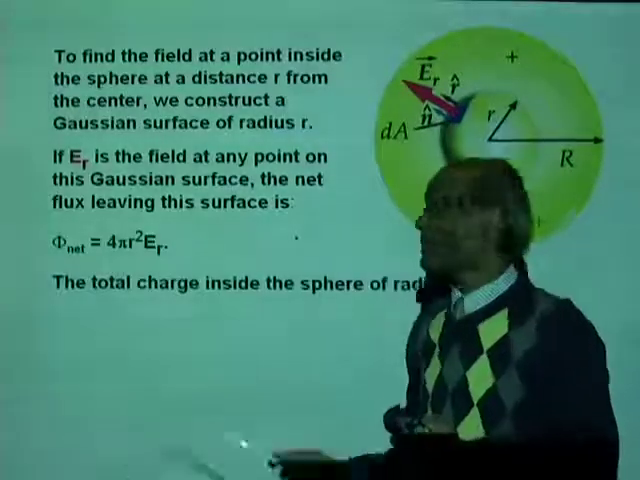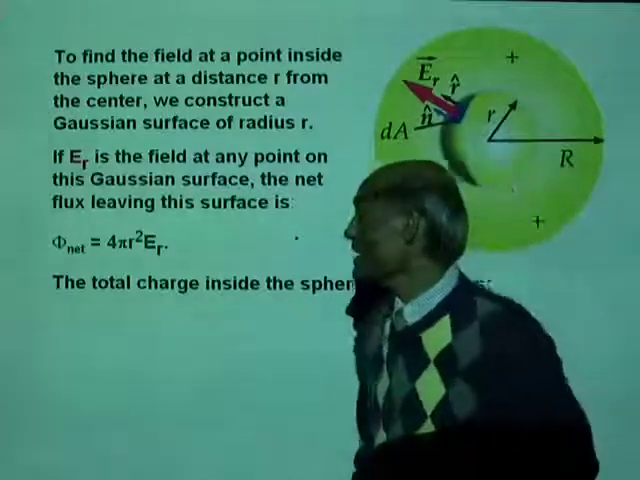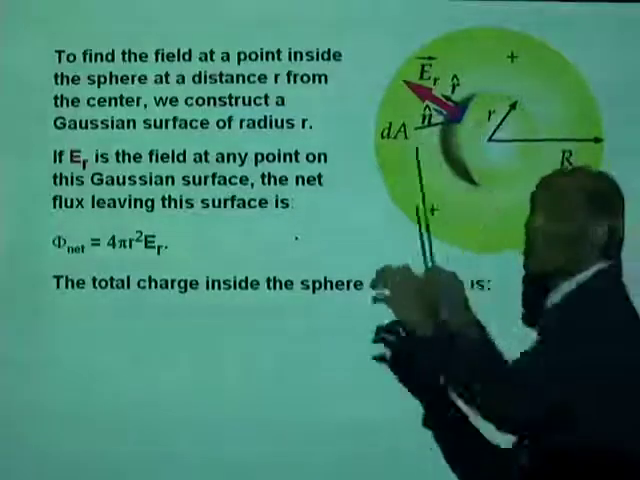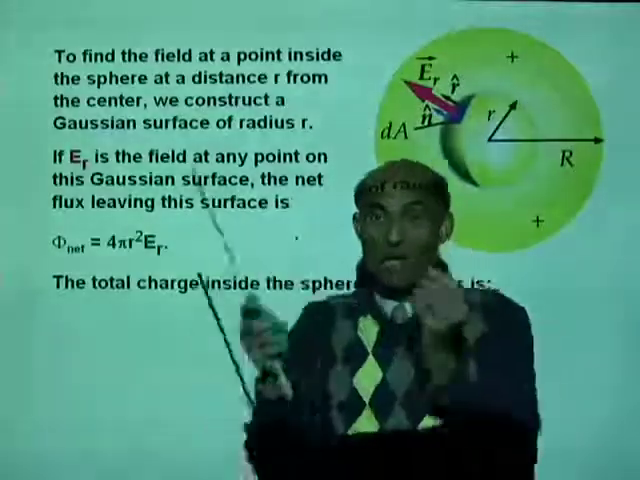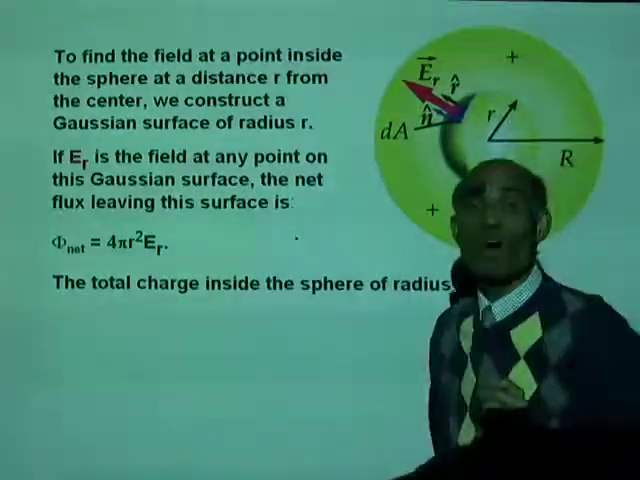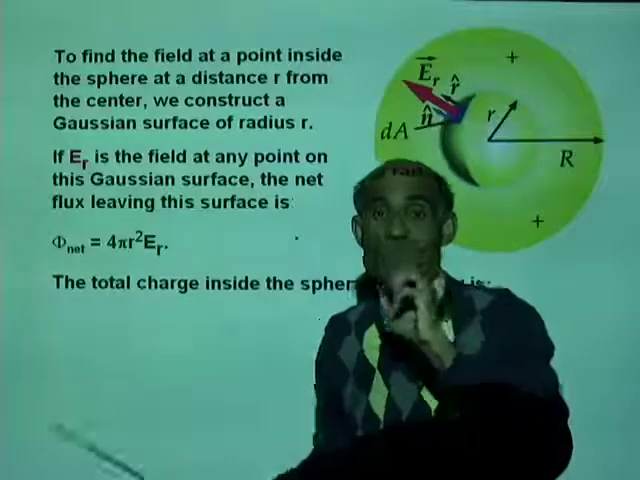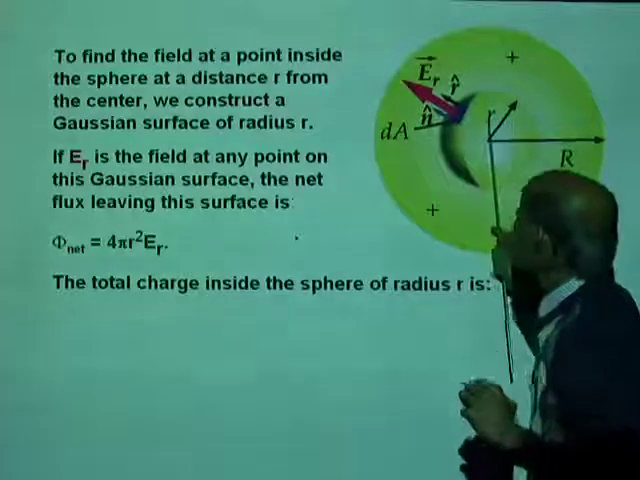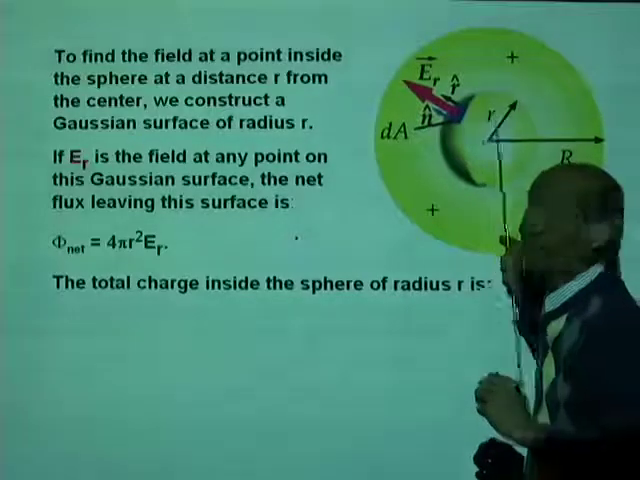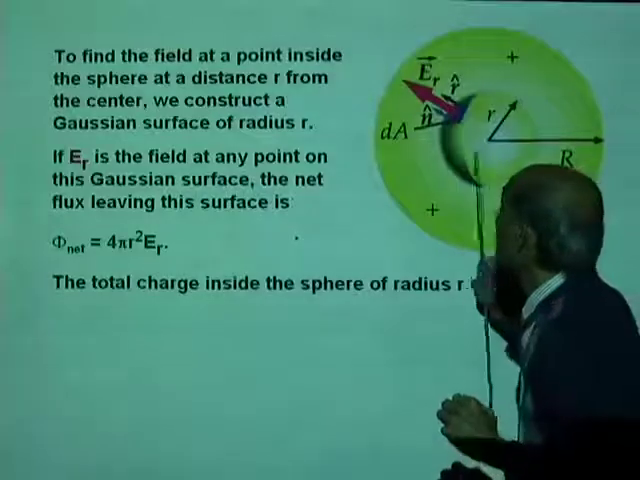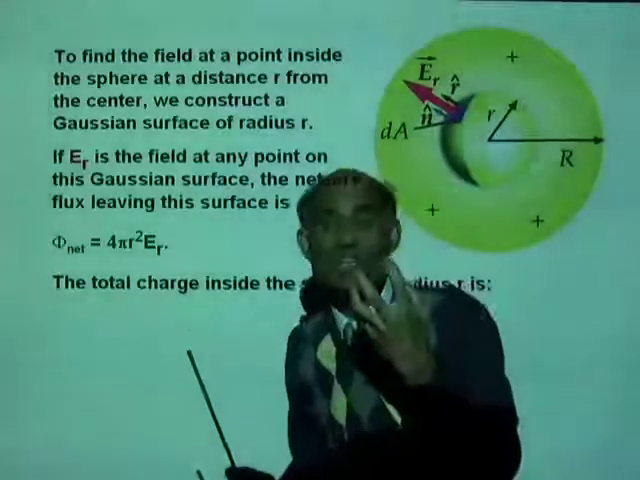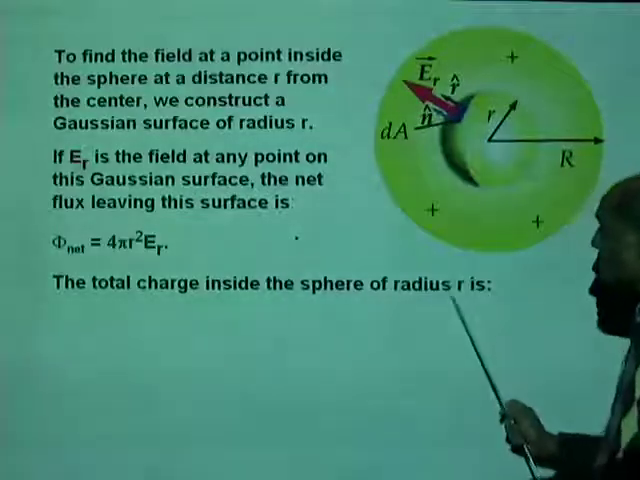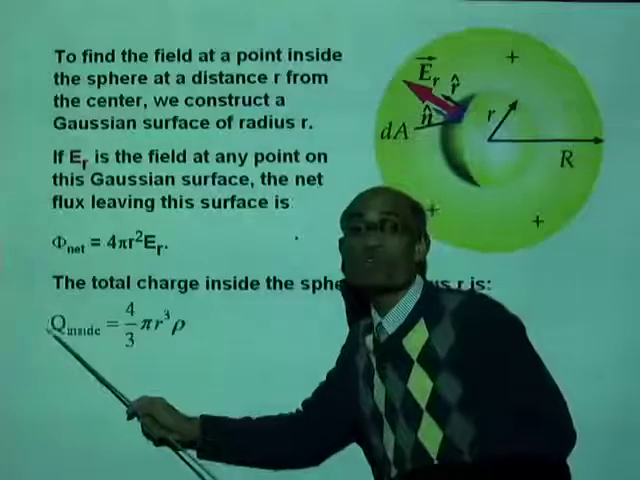Now, what is the total charge inside the sphere? You see the Gaussian surface encloses a sphere of radius r. What is the volume of that sphere? The volume of this sphere is 4/3 pi r cube, where r is that small r. And if you multiply that volume with rho, the volume charge density, you get the total charge inside the sphere of radius r, which is Q inside.